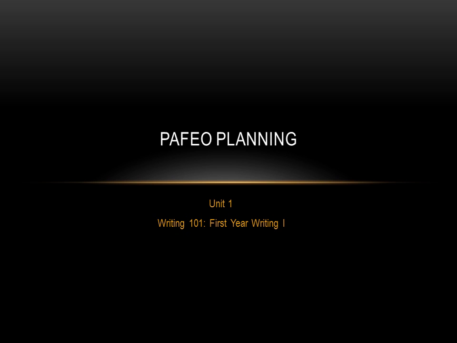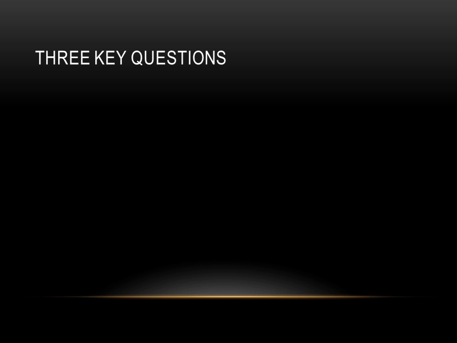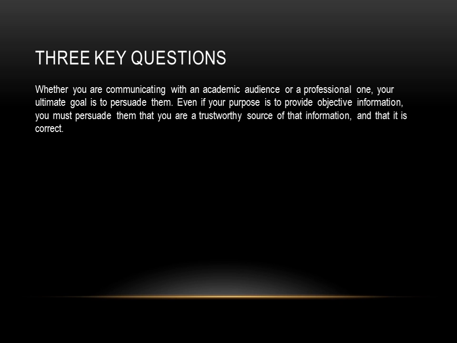You read about the rhetorical situation in chapters 1 through 5 of the Norton textbook. This presentation and corresponding reading will give you an alternative conception of the rhetorical situation. We'll begin with 3 key questions that are based on the assumption that whether you're communicating to an academic or professional audience, your ultimate goal is to persuade that audience.